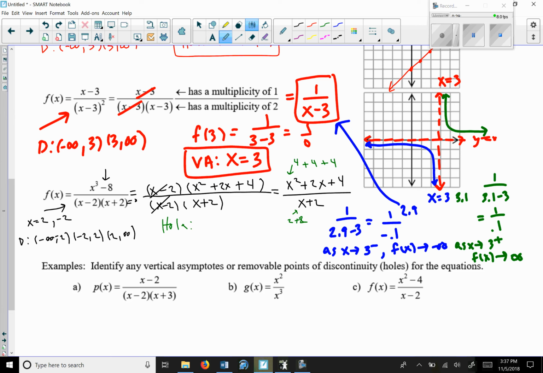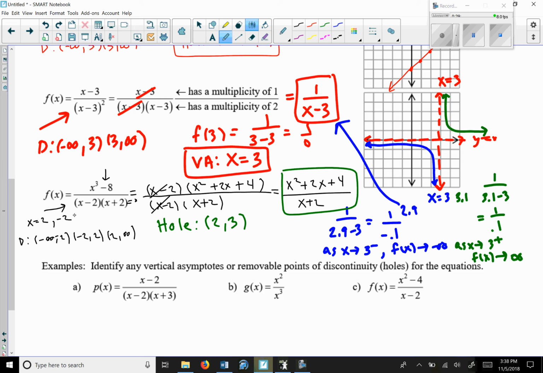We just have to figure out our value. So 4 plus 4 plus 4 is 12, and 2 plus 2 is 4 in my denominator. 12 divided by 4 is 3, so that means I have a hole at 2 comma 3. And again, we use our simplified answer to figure out if it's a hole versus a vertical asymptote. Because when I plugged in that 2 that originally made my denominator 0, I got a number out, that's where my hole is.